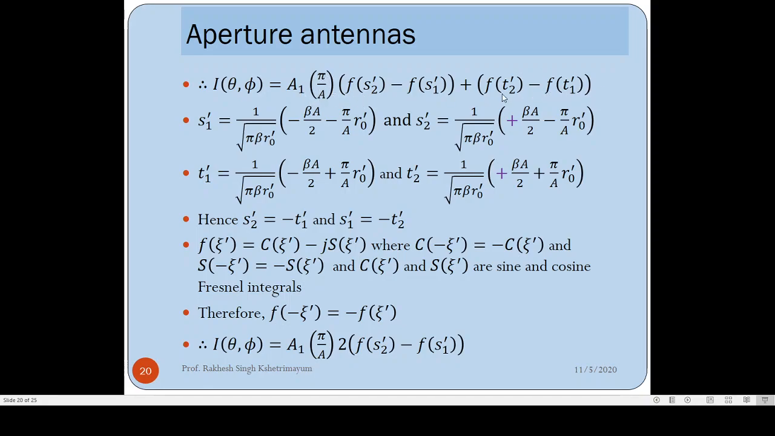Then inside the bracket is fs2 ds minus fs1 ds plus ft2 ds minus ft1 ds. Even the arguments of the function f, s2 ds, s1 ds, t2 ds, t1 ds, you can find the relation between them. So s1 ds was this, s2 ds was this, t1 ds was this, t2 ds was this. Now the major simplification is that beta x1 will be simply pi by a, and beta x2 would be minus pi by a, so it becomes plus here. What you are observing is that s2 ds is equal to minus t1 ds, and s1 ds is equal to minus t2 ds.